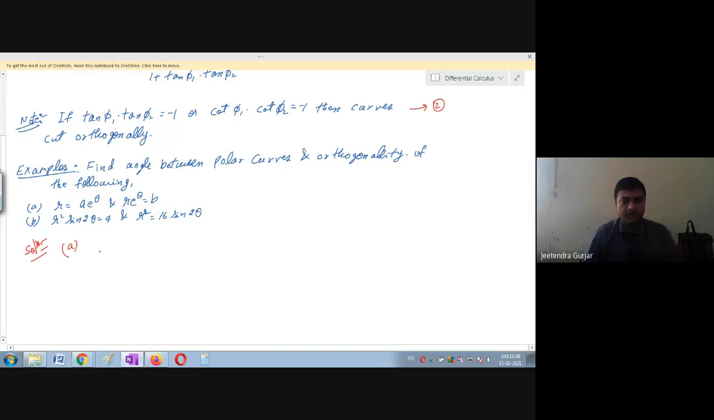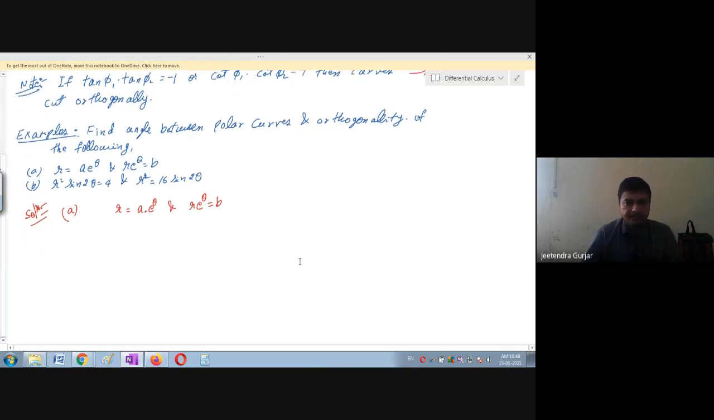So first step, you have to remember every example what is given is very, very important. That is r is equal to a into given, am I right? And another equation they have given, r e raised to theta is equal to b. So they have given two values. Am I right, students? Now tell me, so your difficulty level is increased.